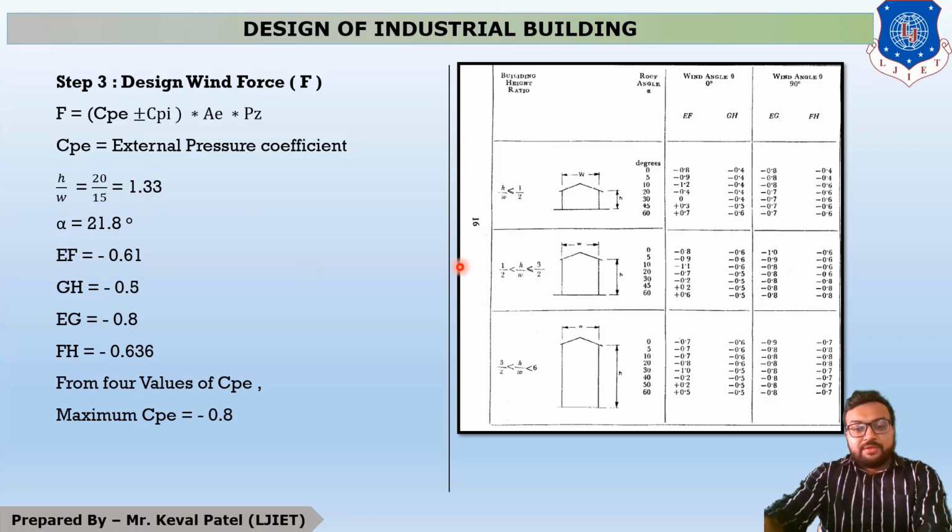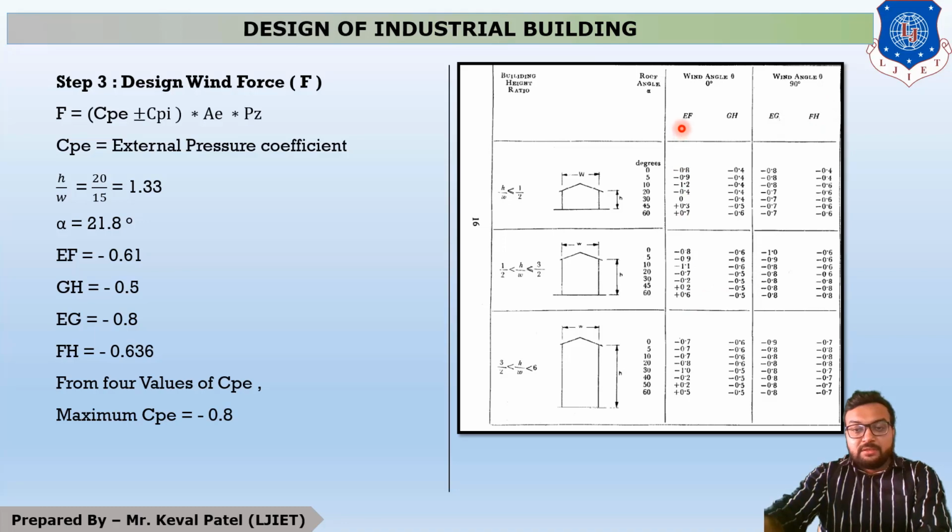Now 1.33 means our second case, because for the second case our h by b value is in the range of 0.5, 1 by 2, to 1.5, 3 by 2. So we have to refer to this second case. Now you can see that for alpha 21.8 degree, this is the roof angle. So 21.8 is in between 20 to 30 degree. Now you have to find out four values: EF, GH, EG and FH.